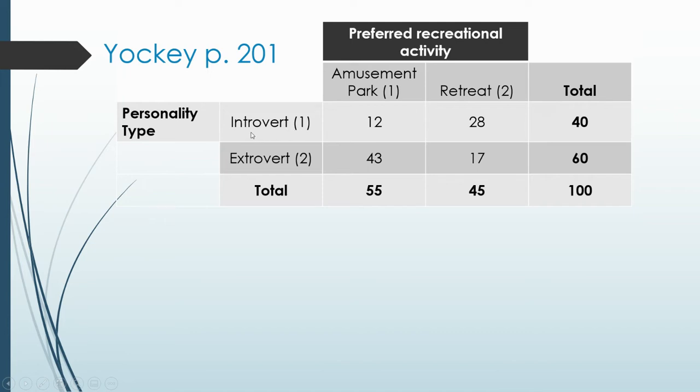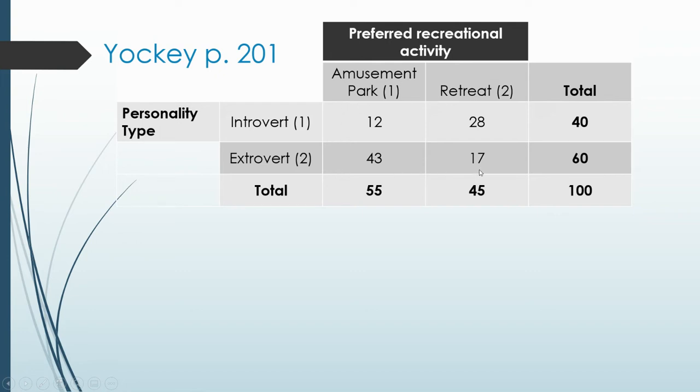So if a person is an introvert, they would be coded a 1. If they're an extrovert, they would be coded a 2. Then the second variable is their preferred recreational activity. They had two choices: either go to an amusement park, which we've coded 1, or go on a retreat, which we've coded as 2.